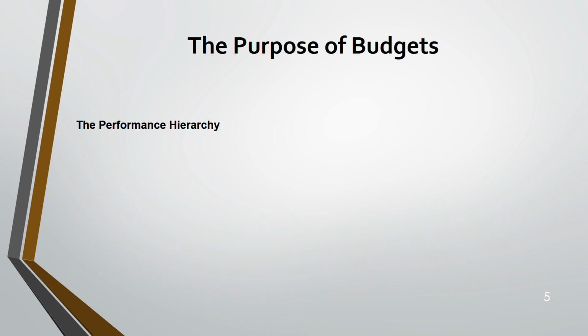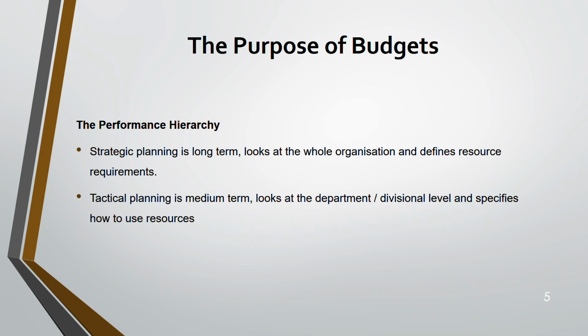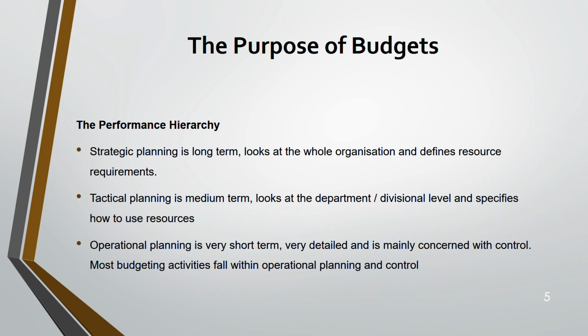Now, performance hierarchy is this. Okay, strategic planning. Whenever someone talks about strategic, the word strategic means it's long term. This looks at the whole organization and defines the resource requirement. The second level below strategic planning is the middle level, which is tactical planning. It looks at the medium term. It looks at things from the divisional or departmental level. The lowest is operational planning, and it is short term, often very detailed, and day to day activity, how it is planned and controlled falls under this department. And most budgeting activity falls in the operational planning level.